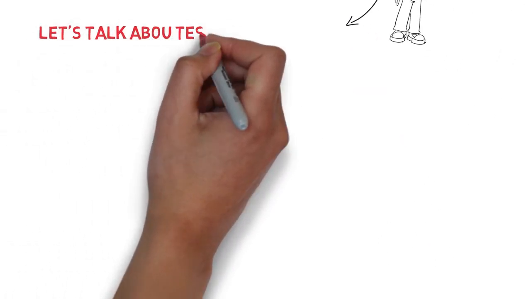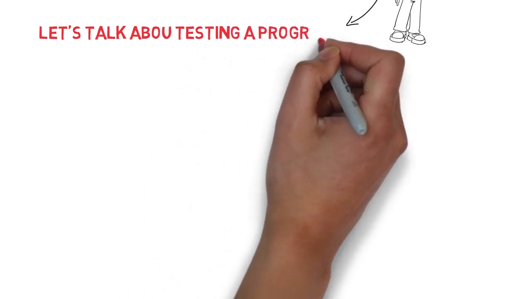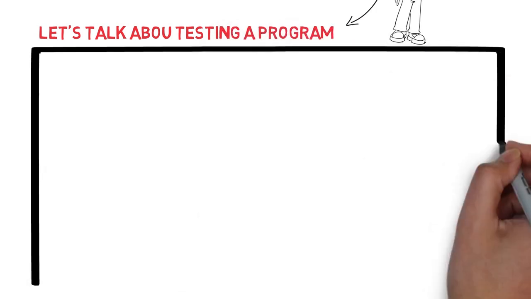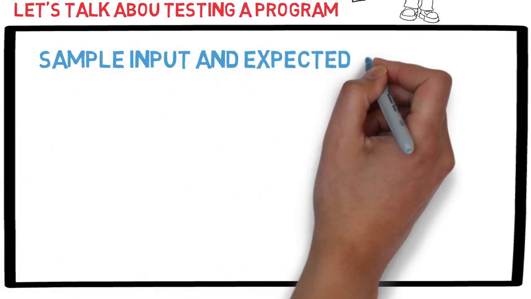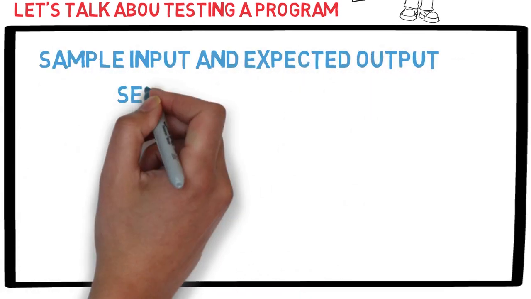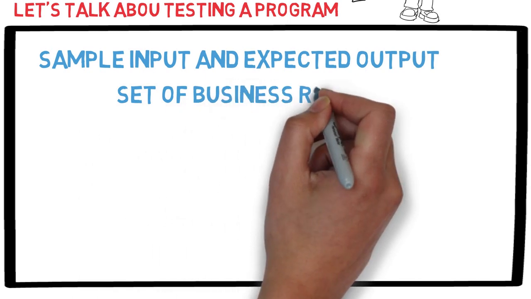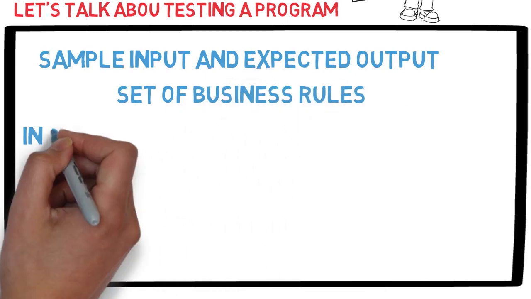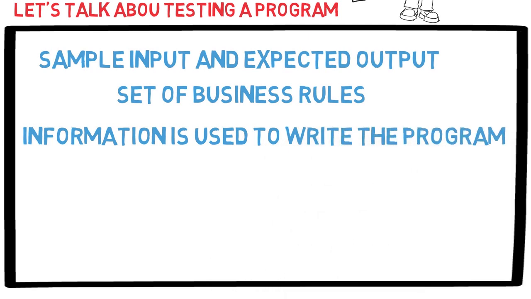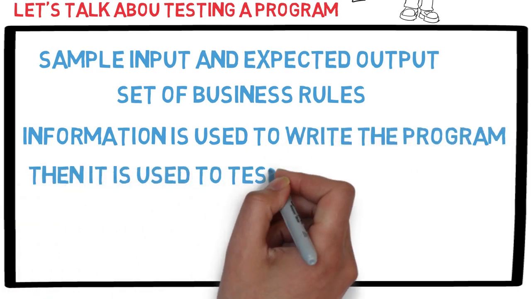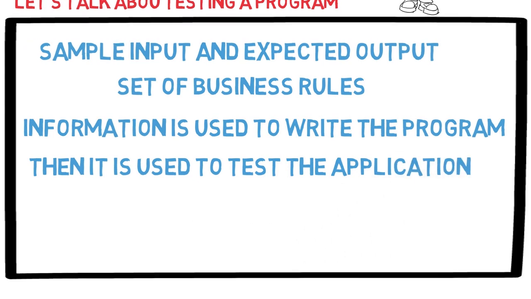Let's start by talking about how to test a program. When a programmer is given an assignment to write a Java program, they are usually given a set of business rules as well as sample input and expected output. All this information is used by a programmer to write a program, and when the coding is done, it is used as a guide to test the application. That's where JUnit comes into play.